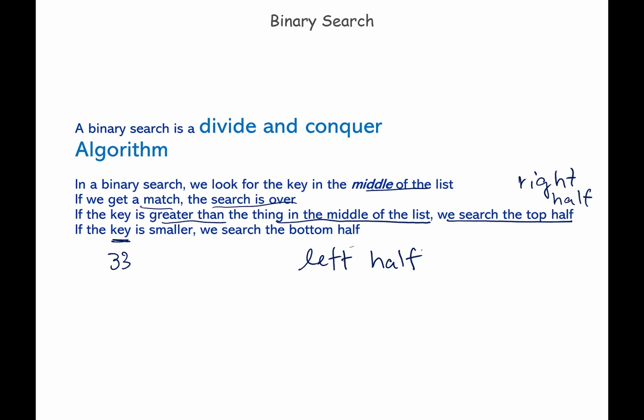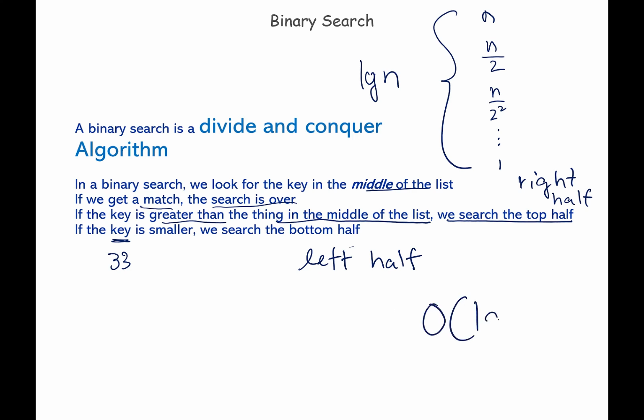And what was the time complexity? You see that initially the search space was n, then it shrank to n over 2, then to n over 4, and then finally it went down to 1, right? So how many steps are there? It's log n. Can you see that? So the time complexity of binary search is order of log n. You see how much better this is compared to the linear search time complexity of order of n.